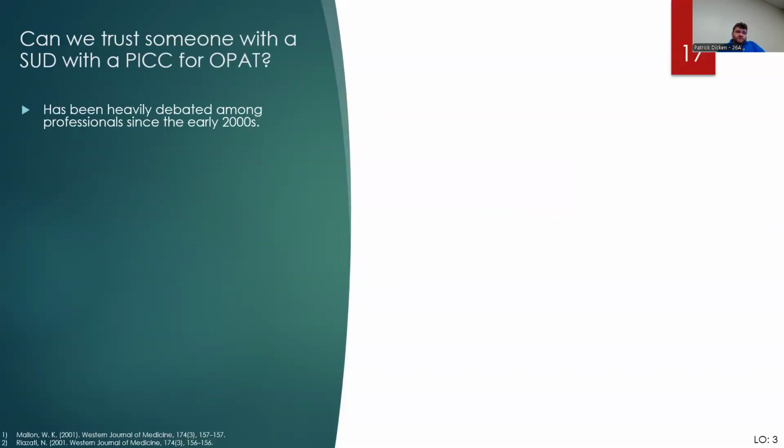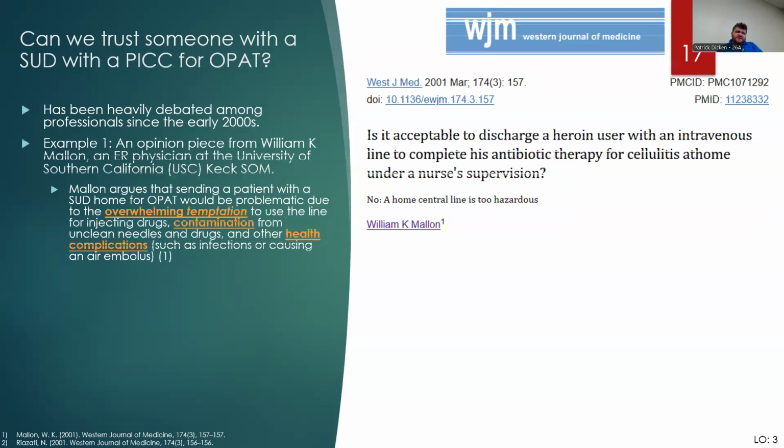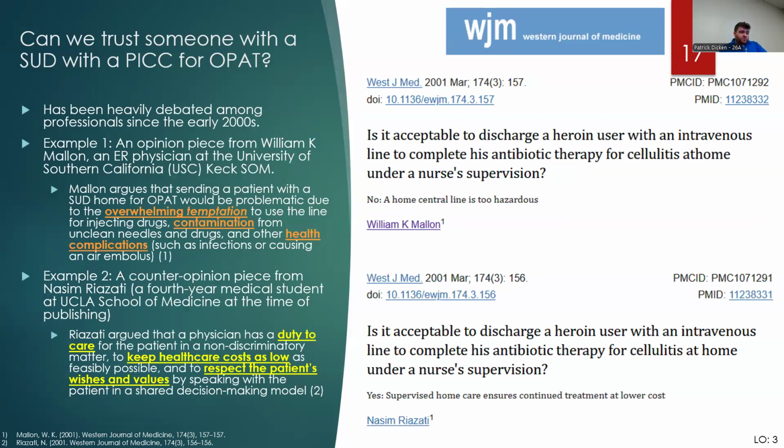So can we trust someone with a substance use disorder with a PICC line for OPAT? It seems a little counterintuitive. They have access right to their bloodstream. It's been widely debated since the early 2000s. There's this opinion piece by an ER doctor asking, is it acceptable to discharge a heroin user with an IV line to complete his antibiotic therapy for cellulitis at home? He cited reasons like overwhelming temptation, contamination from unclean needles and drugs, and other health complications such as infection or causing an air embolus as the reasons why you shouldn't.